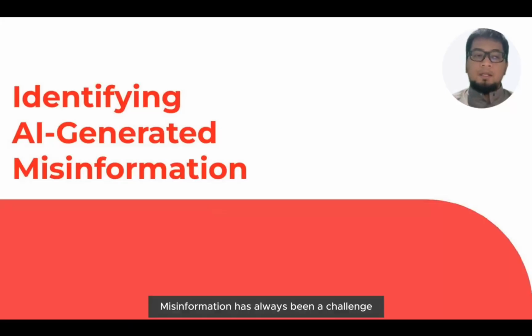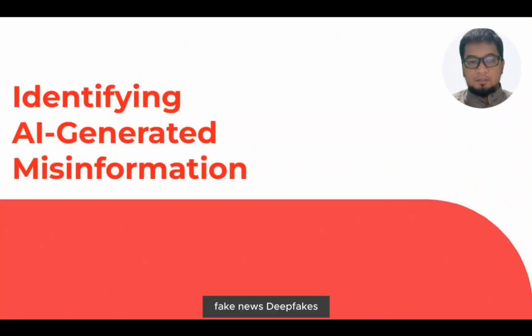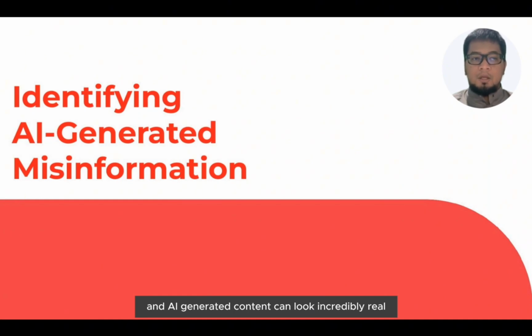Misinformation has always been a challenge, but AI has taken it to another level. Fake news, deepfakes, and AI-generated content can look incredibly real, making it harder than ever to separate fact from fiction. In this section, we'll break down how to spot AI-generated misinformation, from detecting manipulated images to recognizing misleading text and videos. The goal is simple. If we can identify misinformation, we can stop it from spreading. Let's dive in and learn how to stay ahead of AI-generated deception.